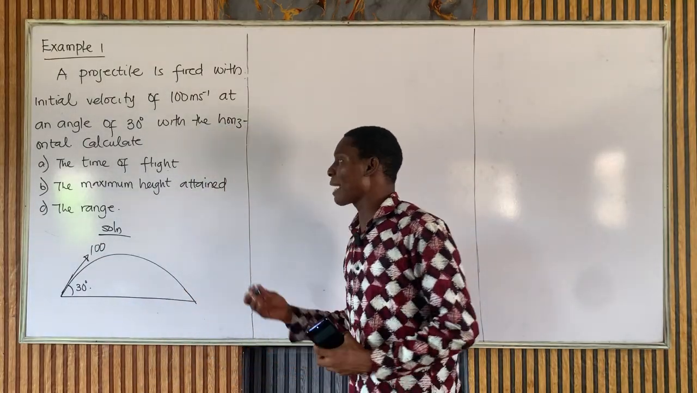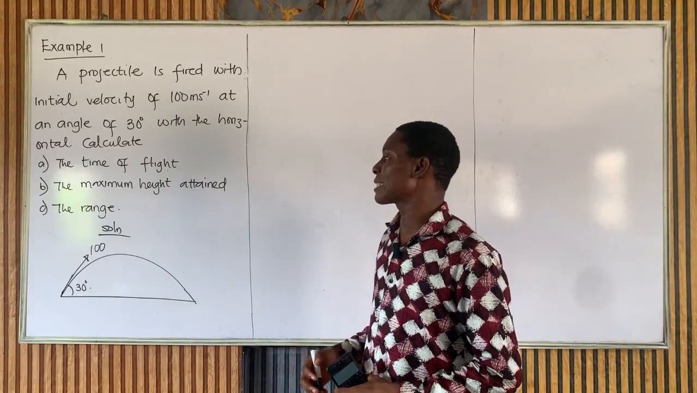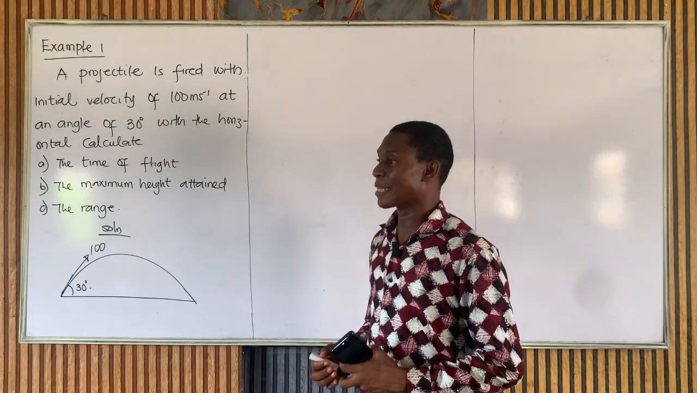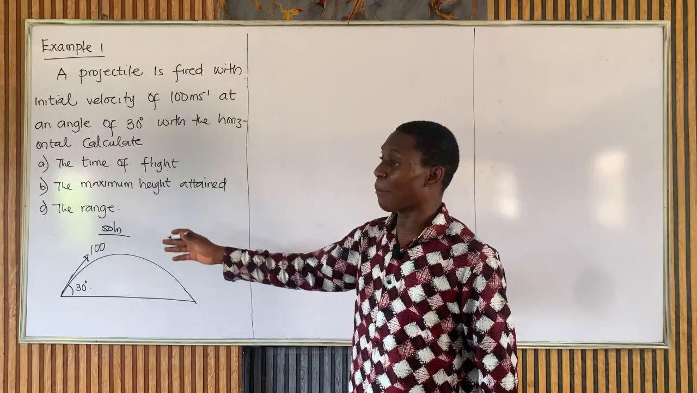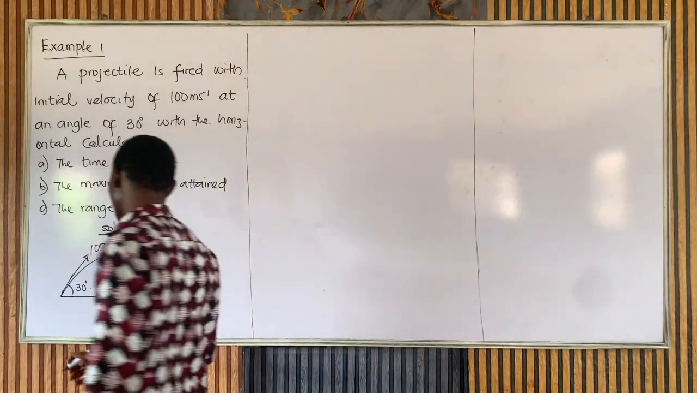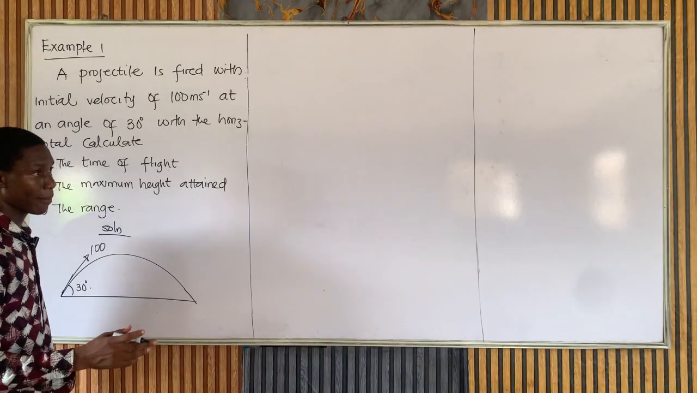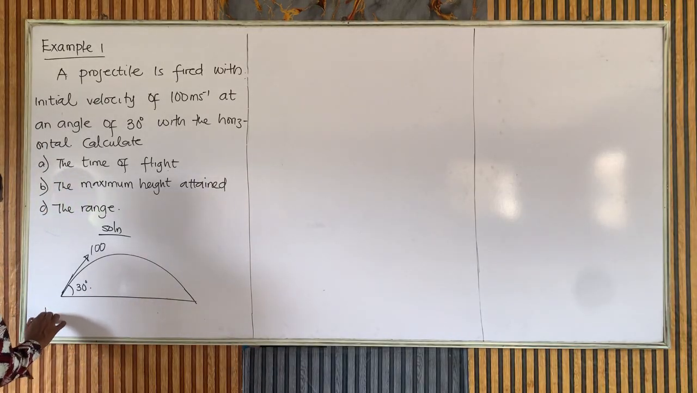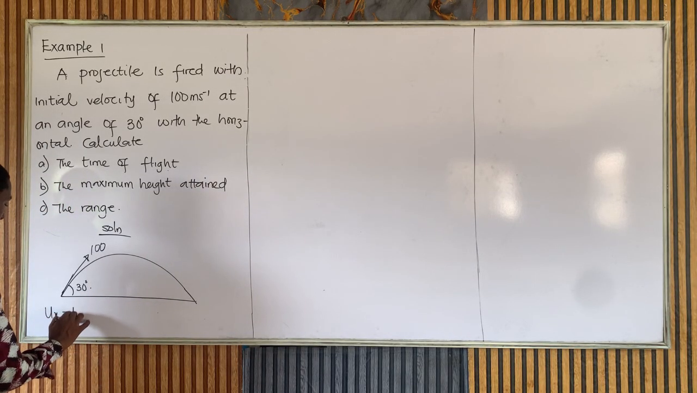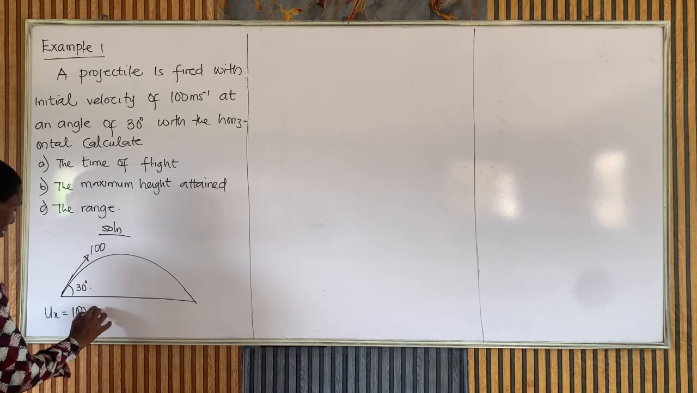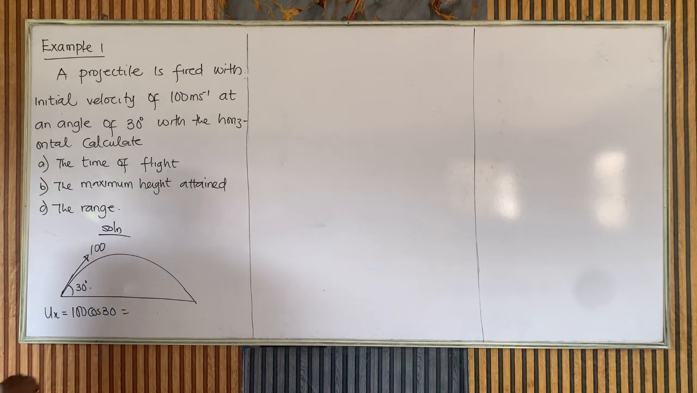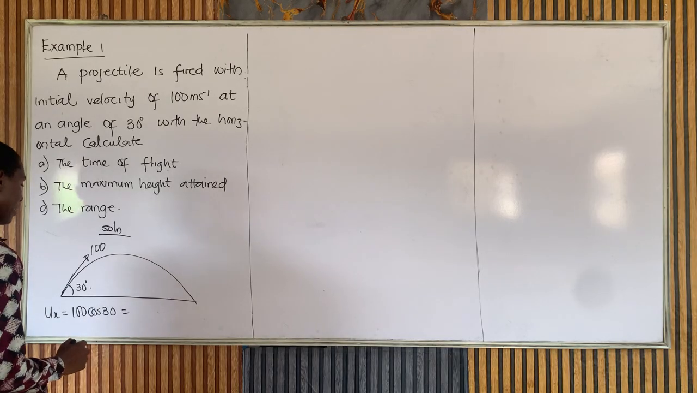Now, we have to calculate the time of flight, the maximum height, and the range attained. Before solving this, I want to get my Ux and Uy first and foremost. If you're using the formula, you don't need this Ux and Uy. So our Ux is going to be 100 cos 30, and cos 30 is 0.866.